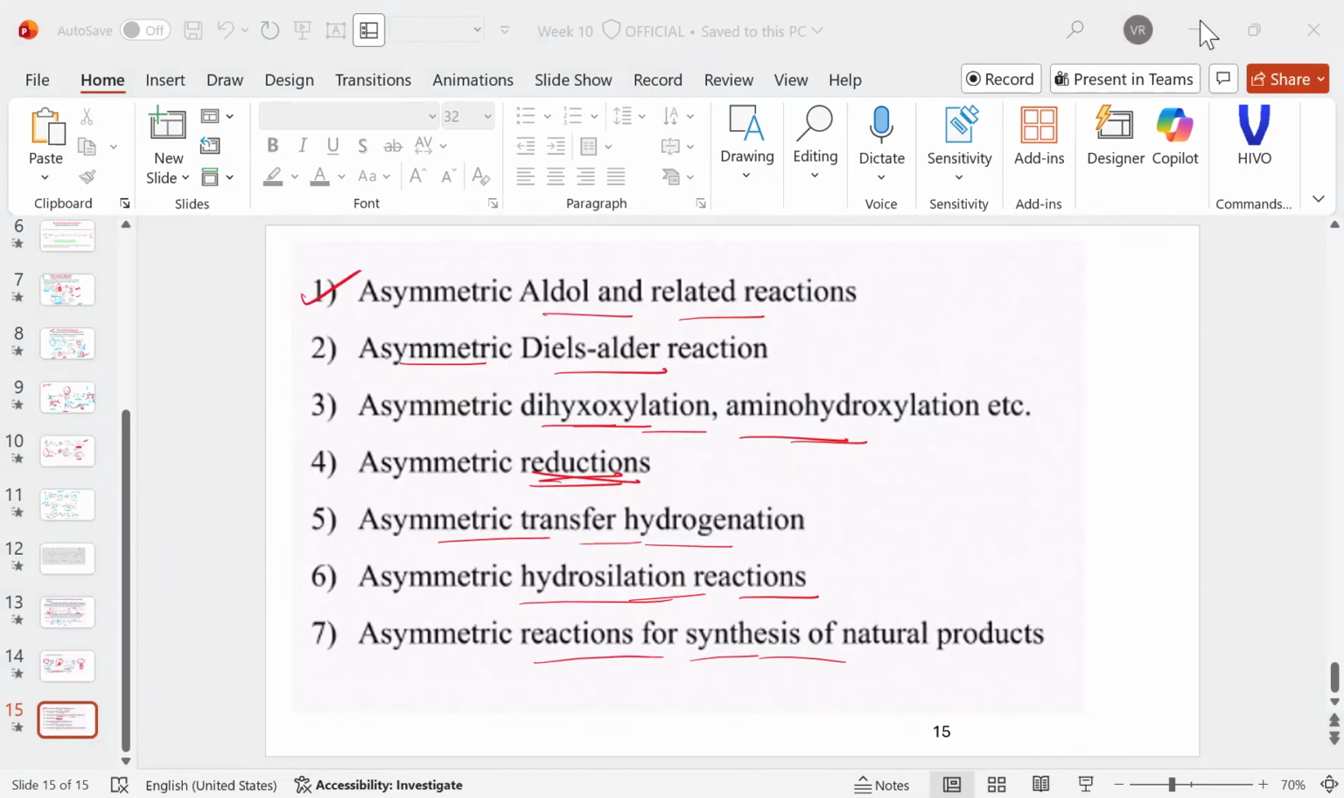Mainly, I think one book, I didn't check whether I have that in the form of PDF or not. If I have it, Carruthers, yeah. So you can refer to Carruthers. That book particularly contains several examples on this sort of asymmetric synthesis.